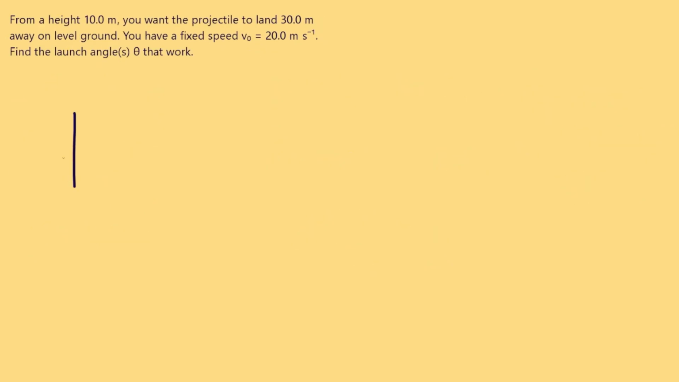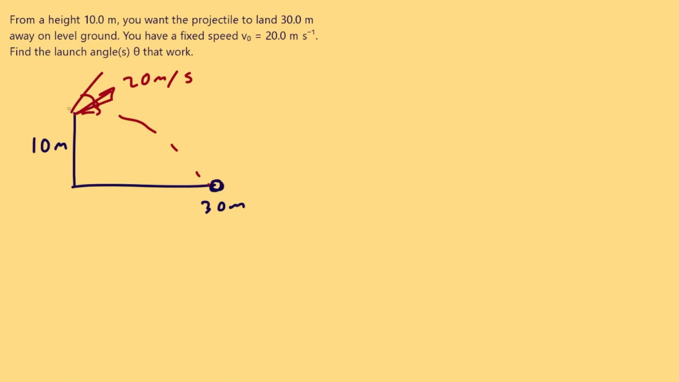Next problem. You're at a height of 10 meters and you're shooting a projectile at 20 meters per second. You want it to land exactly 30 meters away, right here. You have to find the best angle to launch it at to make this happen. I'll give you a chance to pause the video and try and solve it by yourself. And I'll give you a clue. There's some heavy algebra in this problem with quadratics. Now I'll solve it on screen.